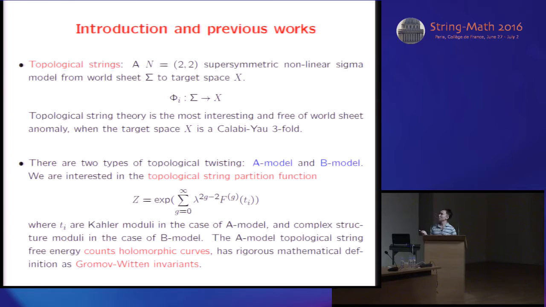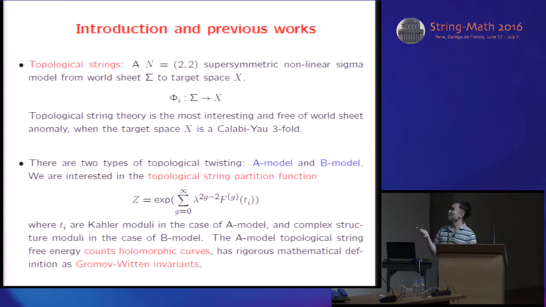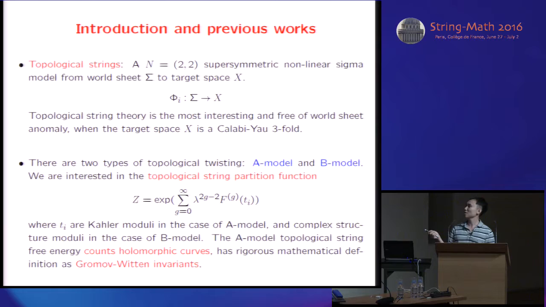As many of you know, topological string is, in physics, defined as a supersymmetric nonlinear sigma model from worksheet to target space X. We are mostly interested in the case where the target space is a Calabi-Yau threefold. And then according to Witten, one can do some topological twisting to the theory. There are two types of topological twist called A twist and B twist. This topological twist decouples the dynamical degrees of freedom in string theory, so you are only left with topological degrees of freedom. The theories are called A model and B model.